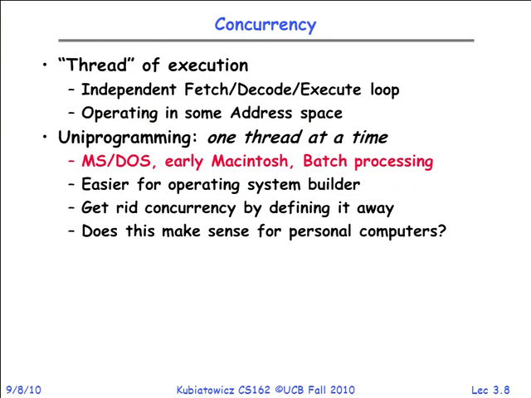The term uniprogramming means one thread at a time. Okay, hopefully that doesn't surprise anybody. Things like MS-DOS, early Macintosh, batch processing. What's great about uniprogramming is it's easy for the operating system designer. Okay, they don't have to worry about it, one thing at a time. You get rid of concurrency problems by defining them away. Well, nothing can ever run in parallel, therefore there are no concurrency issues. Okay, isn't that great? You get rid of problems by definition.